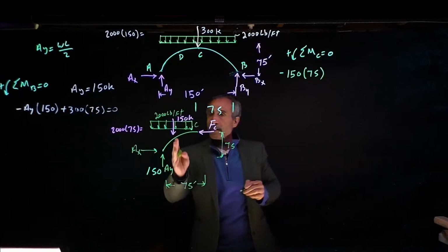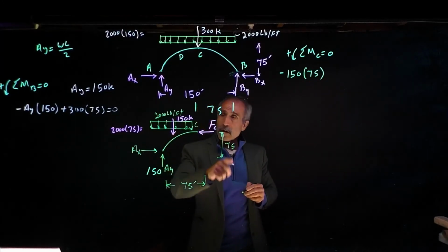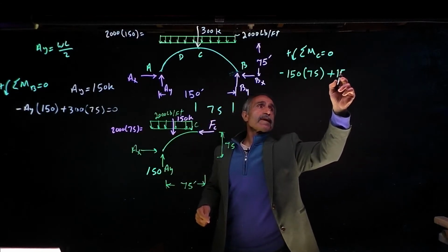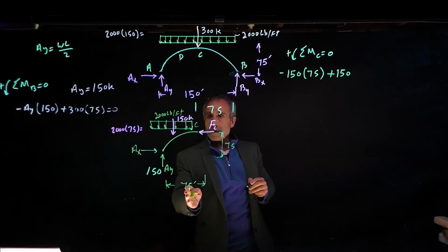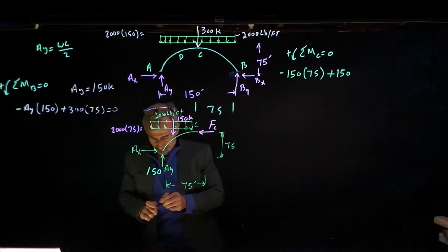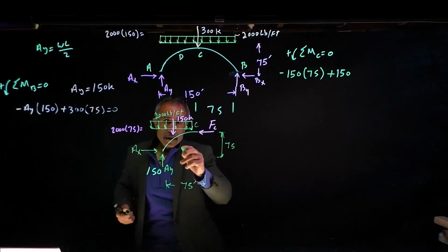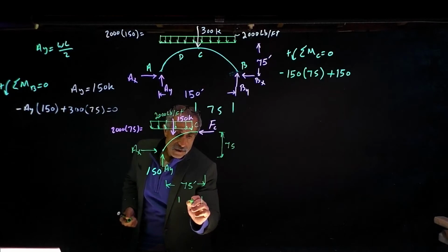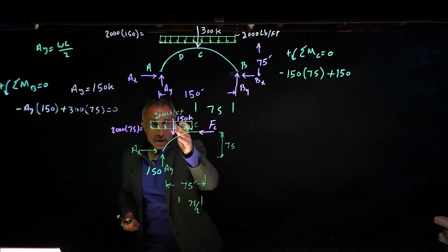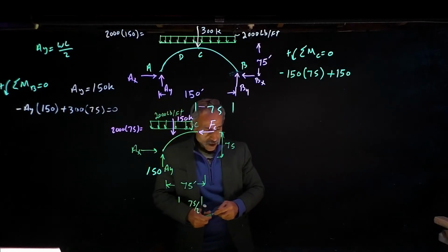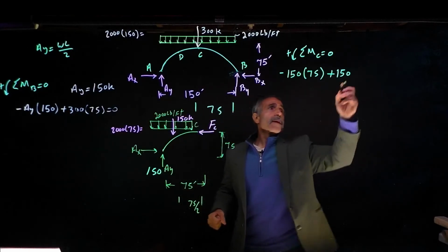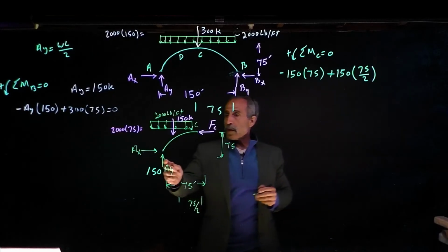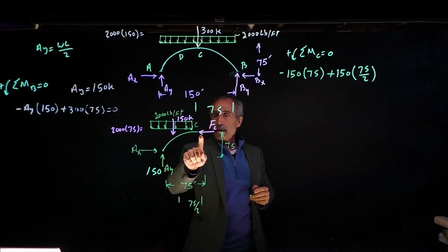The next force I have is this one right here, and that's going to go clockwise, so it's going to be plus, and that came out to 150. And the distance is 75 divided by 2, from here to here, basically where the load is at the center. That's 37.5. So I'm just going to say 75 divided by 2 so we know what we're talking about.